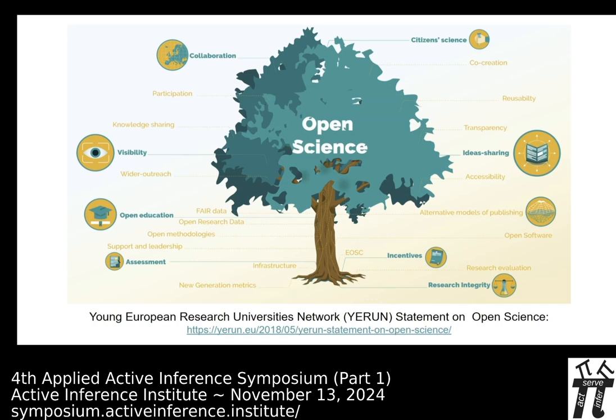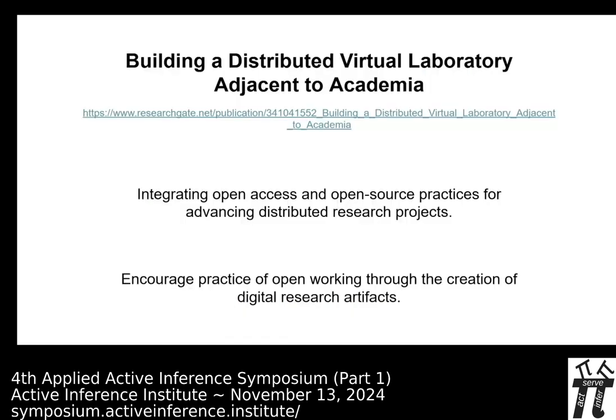Now again, every organization that champions open science will have a different view of this. We don't have a formalized view in the Orthogonal Lab, but it follows this outline quite closely. If you want to know more about where the Orthogonal Research Lab is coming from, you can read this paper. I put this out in 2020 and it needs to be updated, but it's a good overview. And this is building a distributed virtual laboratory adjacent to academia.